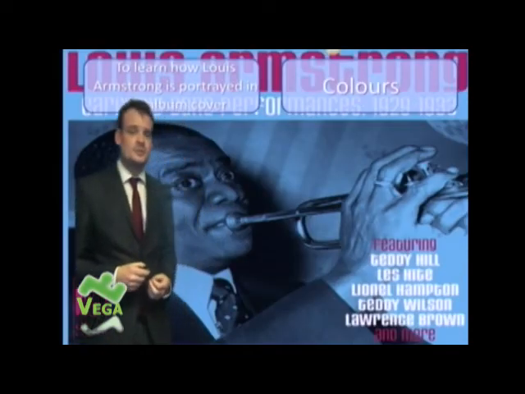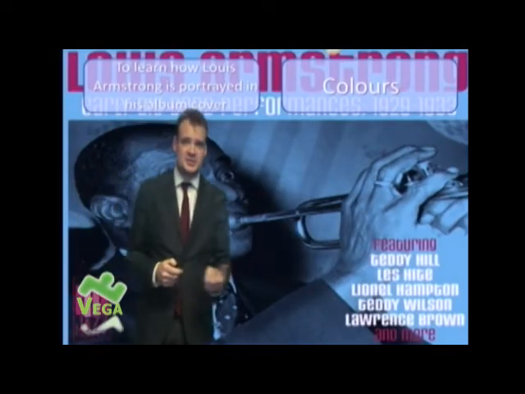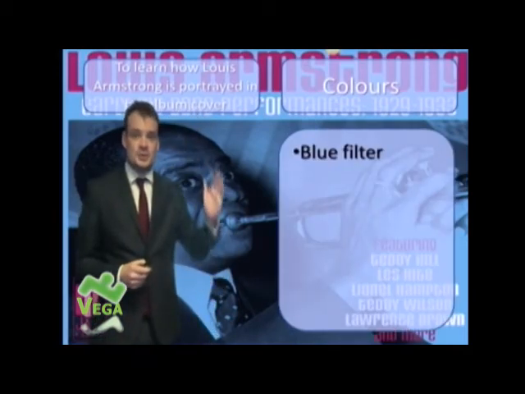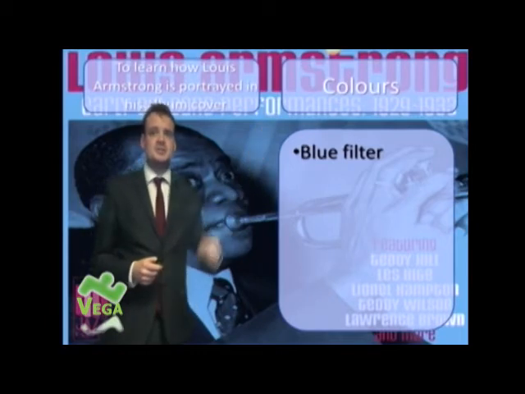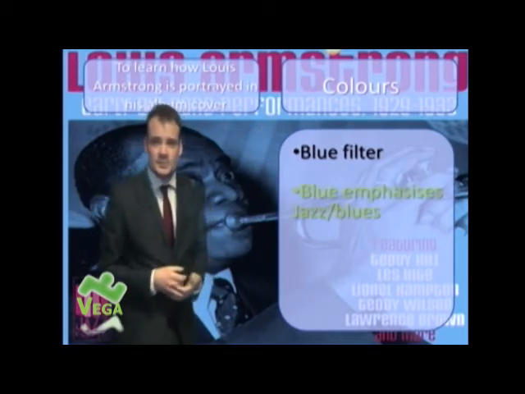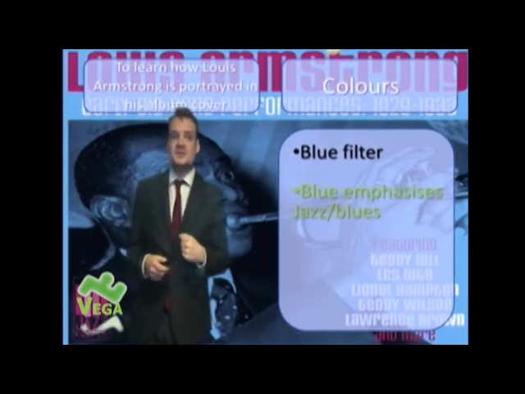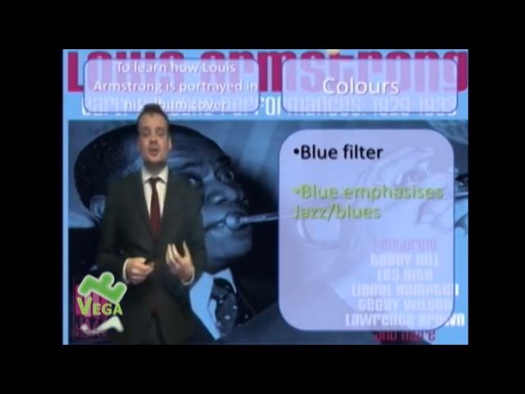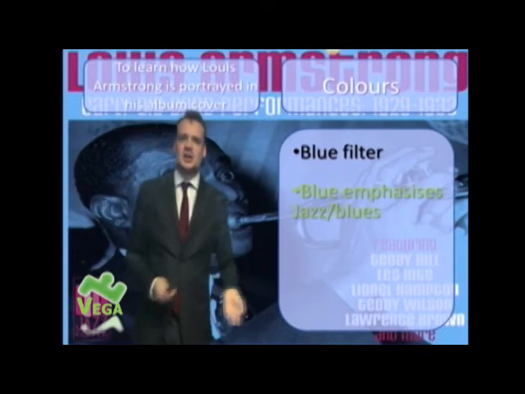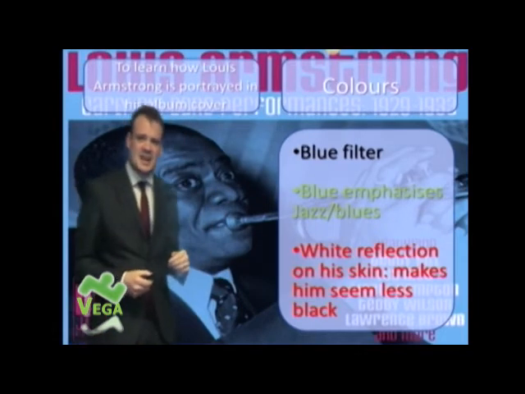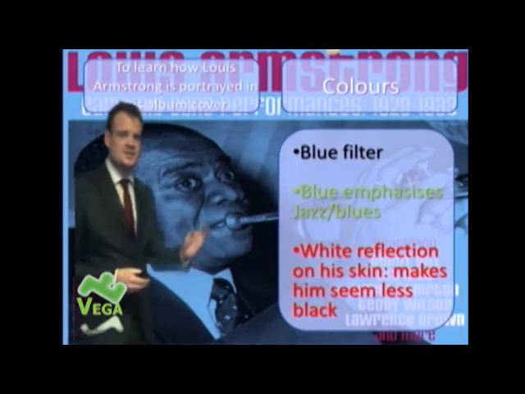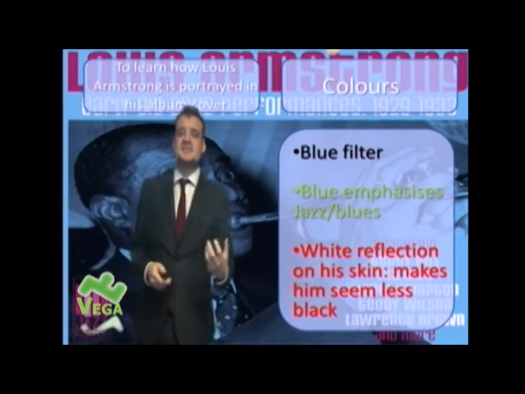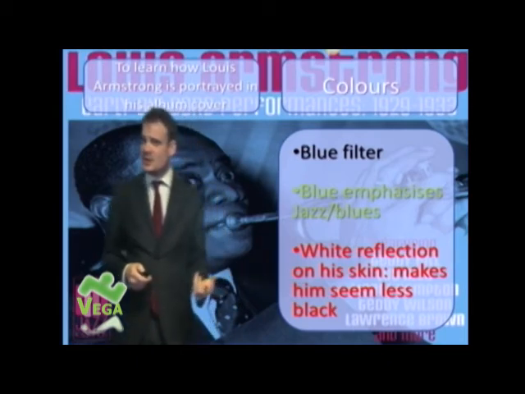Okay, moving on from fonts, we can start to think about the colours used here, and we've already started to talk about this. Again, we've got this blue filter over the whole thing with the matching blue on the background of the text. You could argue that the blue emphasises the jazz or the blues element of this album. You could argue that it's kind of emphasising that style of music. However, as we've already said, the blue combined with this white reflection on his skin could make the artist seem less black, which is obviously a far more negative portrayal.